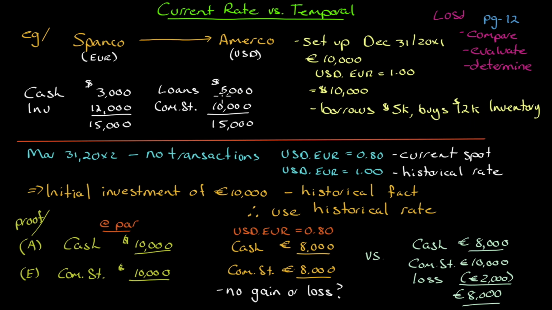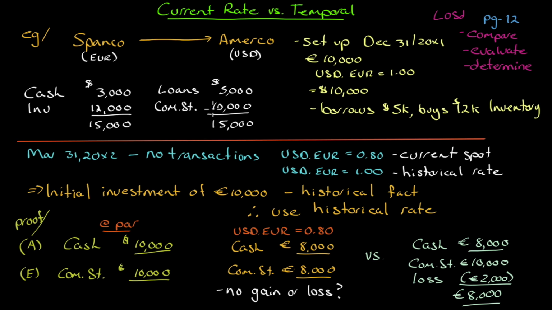So on December 31st, Americo's balance sheet looks like this: cash of $3,000, inventory of $12,000 for total assets of $15,000, loans of $5,000, and common stock of $10,000, for $15,000. We're in balance. If you translated that into euros on that very day, since it is par, you would get the same thing in euros, which means that when you take the assets minus the liabilities, you'd still have a $10,000 equity investment. It would be the same.